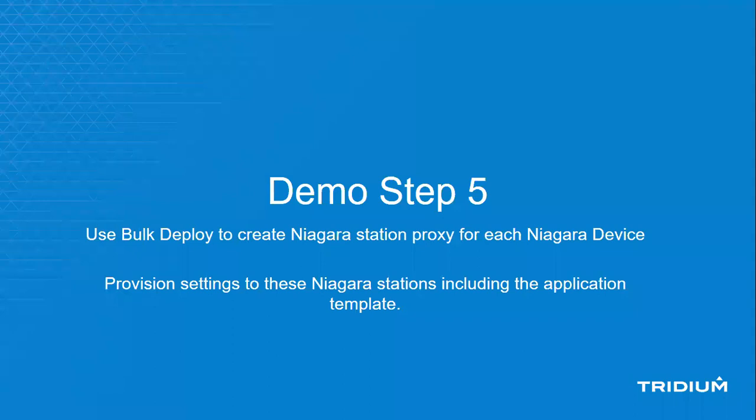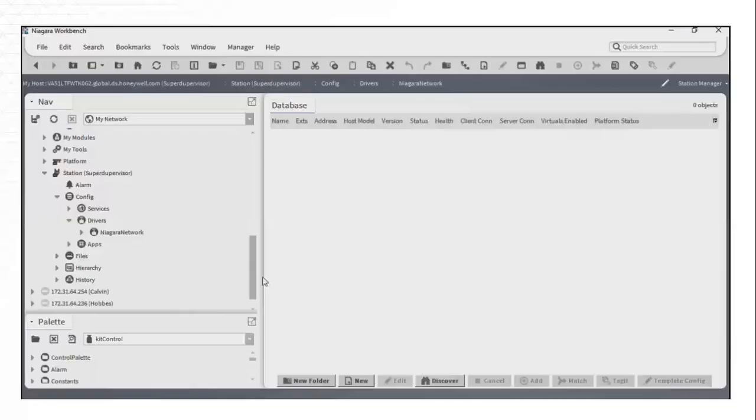All right, so now that I've created the application template configuration, in order to get my Edge 10s on the network and set up, I need to use a concept from 4.6 called bulk deploy. This is going to create a station proxy for each one of my Edge 10s. From there, I can use all these great new provisioning steps to send down configuration to these devices, including the application template. Let's go ahead and take a look at that.